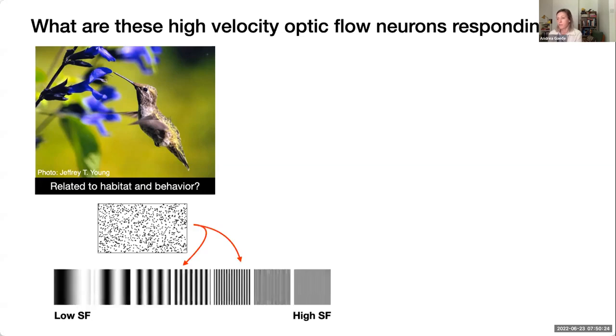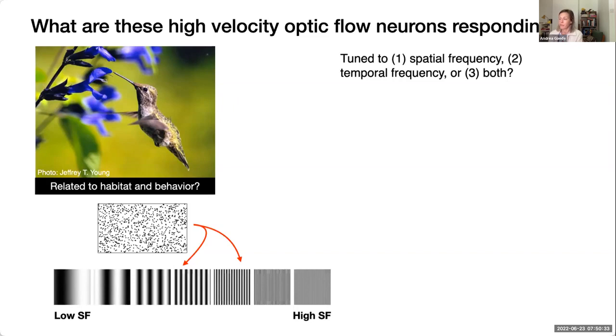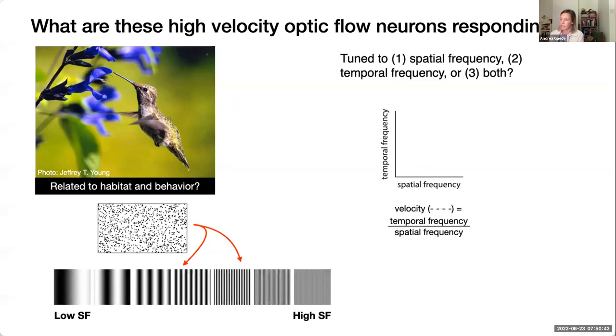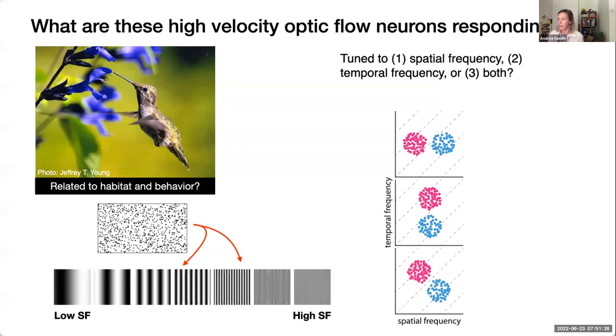So we basically just needed to move from dot fields to gratings, which allows us to vary spatial and temporal frequency. Then we can ask if they're tuned to spatial frequency, temporal frequency, or both. You can plot temporal frequency against spatial frequency, and the relationship of those two is equal to velocity. Each of these dashed lines is a velocity, with high velocity in the top left and low velocities in the bottom right. If we want to see what is driving the preference for high velocities, and the hummingbirds are the pink dots, then we want to see how they're getting into the top left corner. This can either be with a shift along the spatial frequency axis to the left, a shift along the temporal frequency axis, or a shift in both axes.